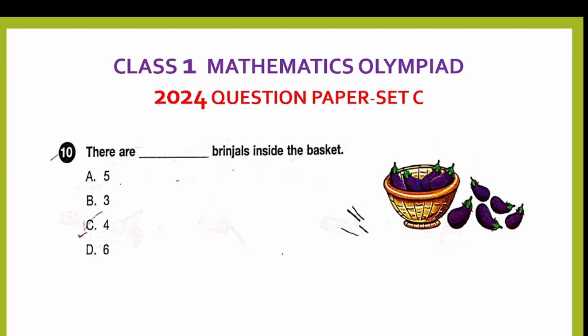So there are dash dash brinjals inside the basket. We have a basket. There are some brinjals inside and some outside. So we have to find the number of brinjals inside the basket. There are 1, 2, 3 and 4 brinjals. Therefore, option C is the correct answer.